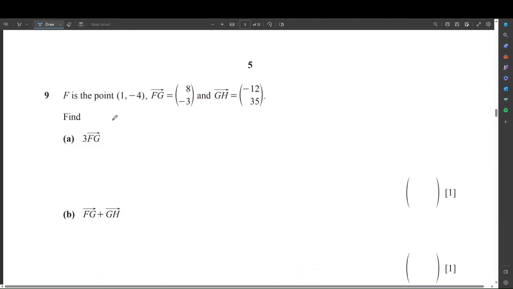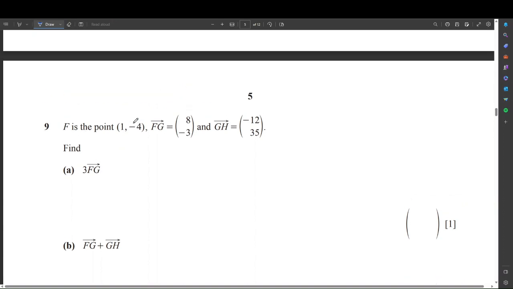Now, F is the point (1, -4). So I'm going to make a point over here, which is (1, -4). The vector FG is the column vector (-3, 8). What this means is it goes 8 units up, and then minus 3 means it goes 3 units to the left. So 3 units to the left. This is point G. And this is point F.